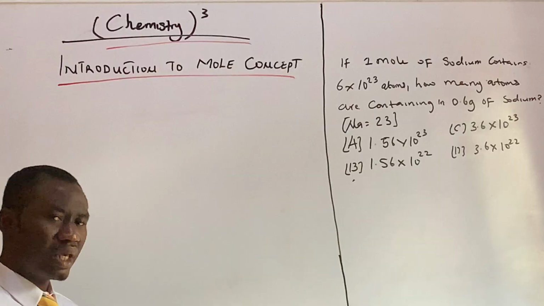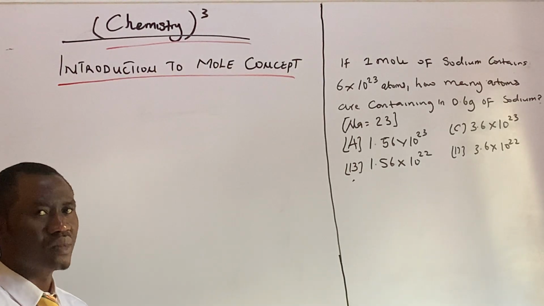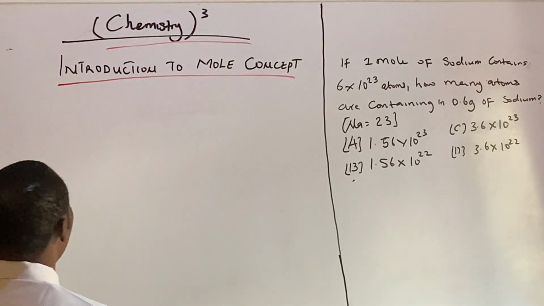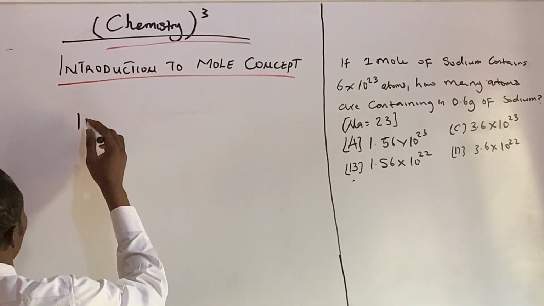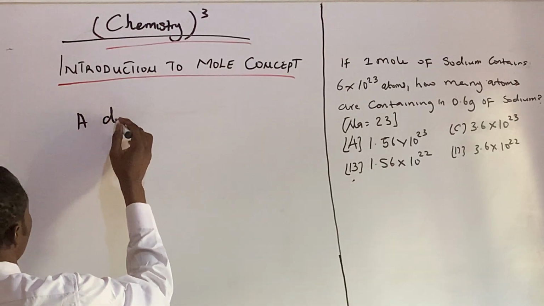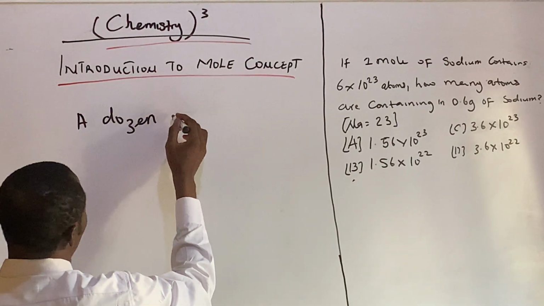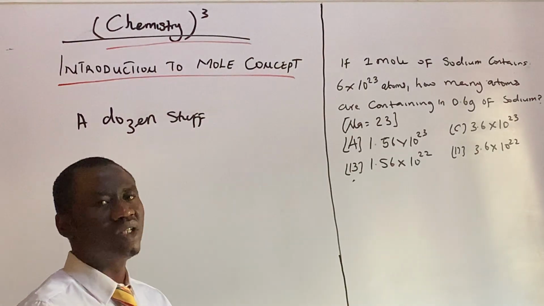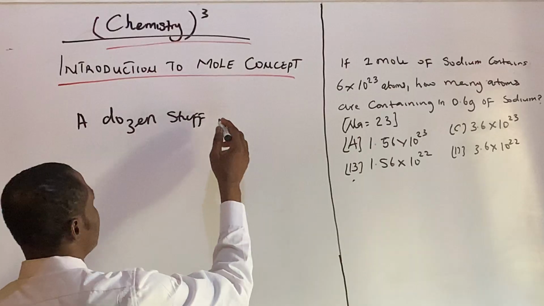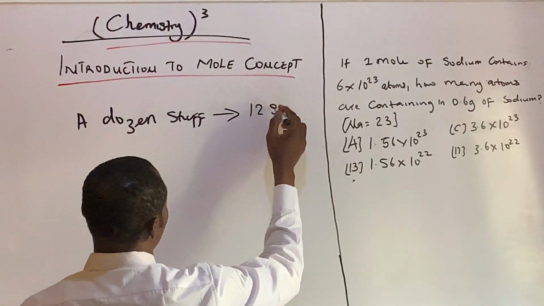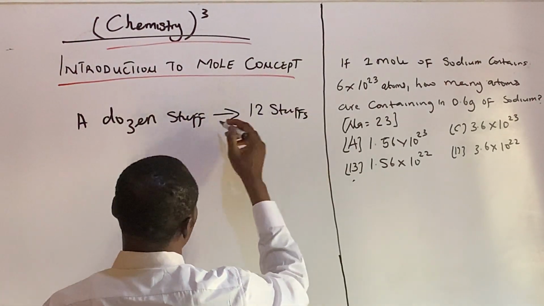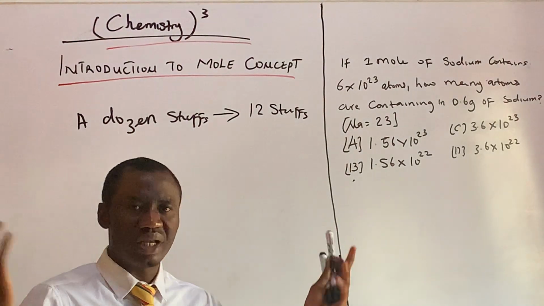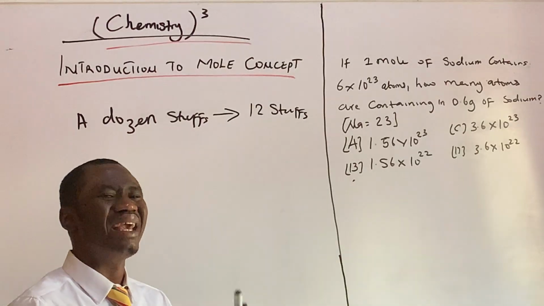Now let's go into a practical definition. When we talk about mole, what exactly do we mean? When I say I have, for instance, a dozen, I have a dozen of stops. It must not always be eggs. What it means is that I have 12 stops. Whether it is egg, whether it is drinks, 12. That's talking about a dozen.